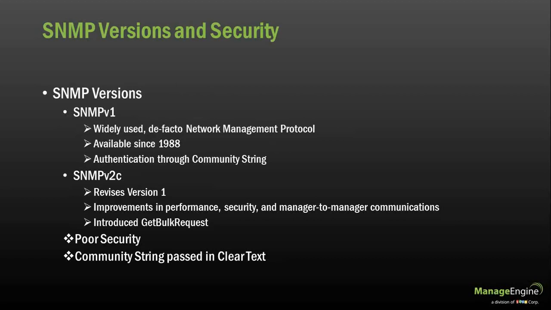SNMP v2c is a revision of SNMP v1. The SNMP command get bulk request was introduced in SNMP v2c. This version of SNMP has quite a few improvements over SNMP v1 in terms of performance, security, and manager-to-manager communications. While these are the versions widely used, they lack in terms of security, and community string is passed in clear text. This is something which is disapproved by security analysts across the world.